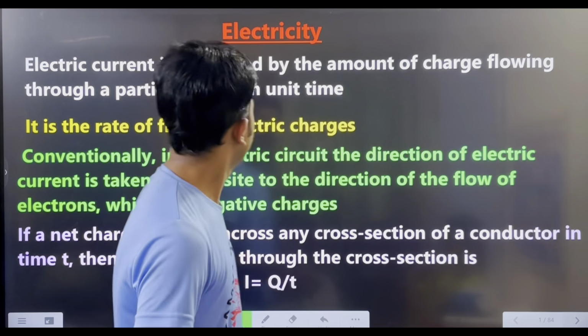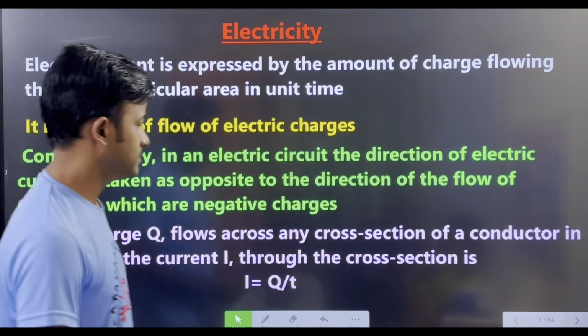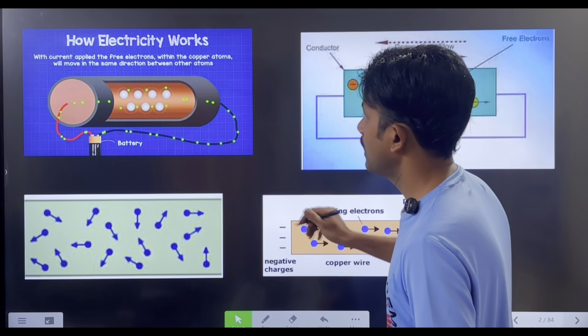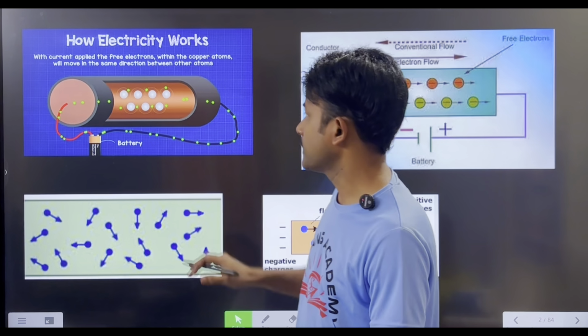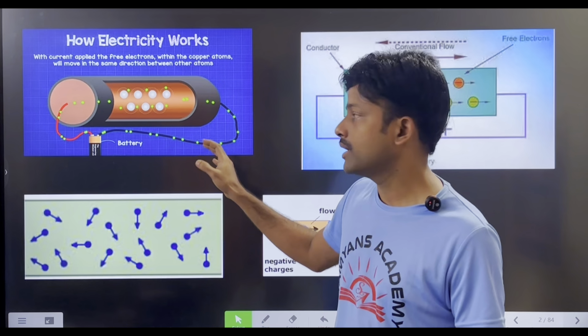And let us start now. So, what is electric current? Electric current is expressed by the amount of charge flowing through a particular area in unit time. Suppose this is a particular area. Some charge is flowing through this particular area in unit time, and it is said to be electric current.